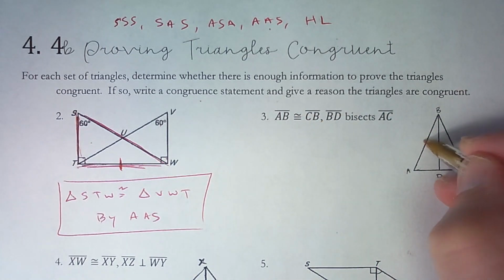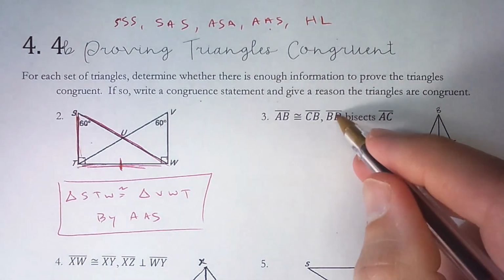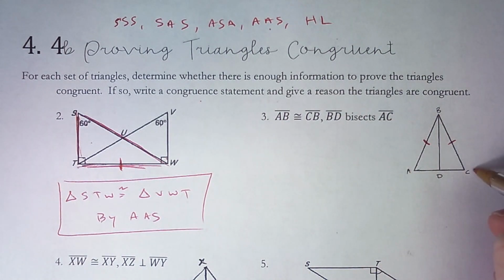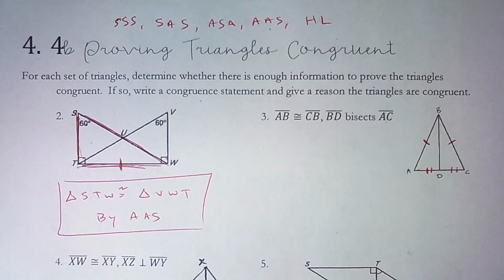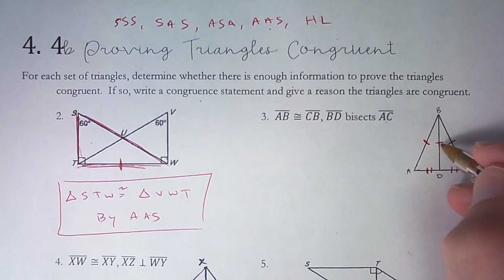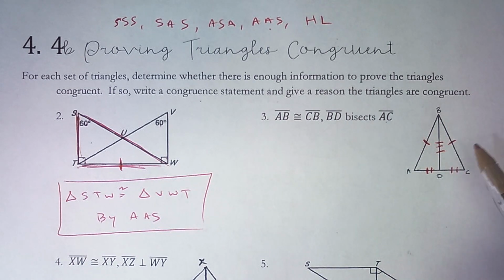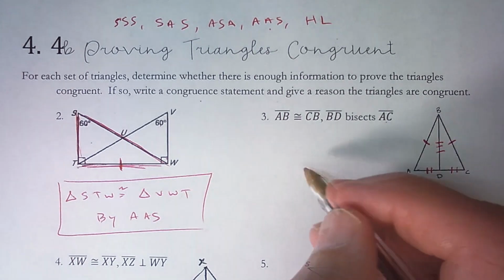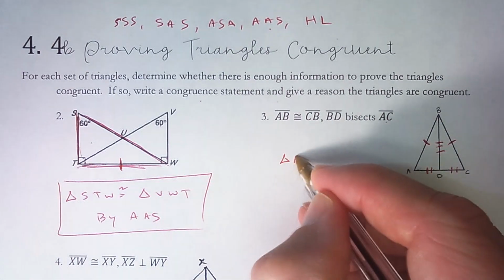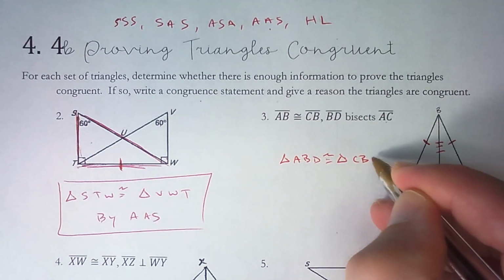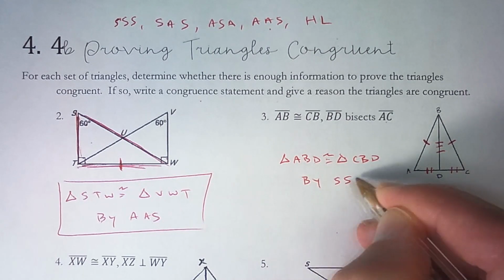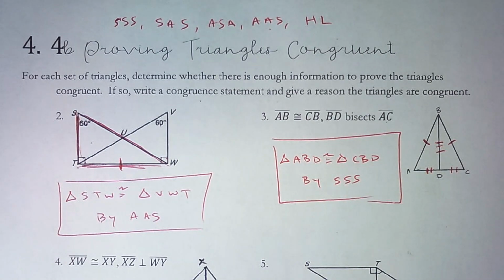Here I have AB is congruent to segment CB. Segment BD bisects segment AC. So AC is bisected, it is cut in half. So I've got a pair of congruent sides here. They share side BD. By the reflexive property, it is congruent to itself. I have all 3 sets of sides congruent, so triangle ABD is congruent to triangle CBD by side, side, side.